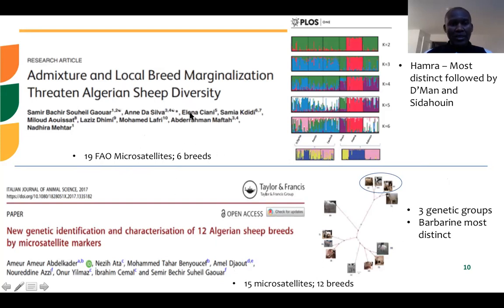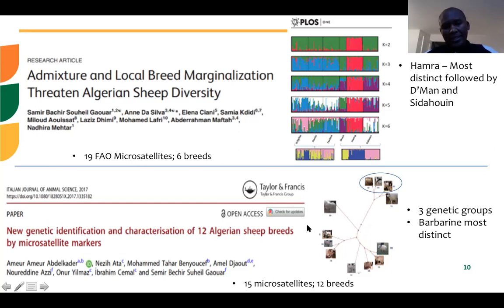The 6 breeds that were analyzed in the first study were included in the 12 breeds that were analyzed in the second study. The first study, which was done by Gaur et al., found quite some interesting results in the 6 breeds that they analyzed. They found out that 3 breeds, that is the Hamra, the Demon, and the Sidaun, show a unique or distinct genetic profile compared to the other 3 breeds that were analyzed, which show an admixed genome profile.